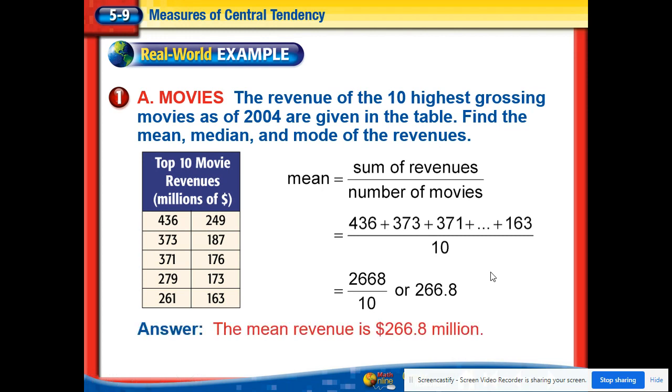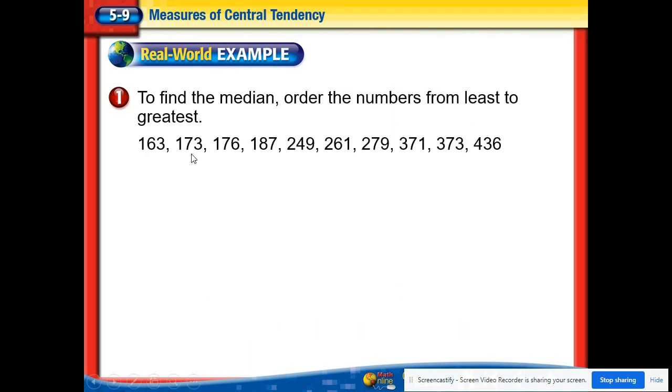So that's the average of what the top movies by 2004 had. All right, let's talk about another one. Let's go with median. In order to do median, we're going to have to take all these values and order them from least to greatest. So we did that on this next slide here. Order them from least to greatest.